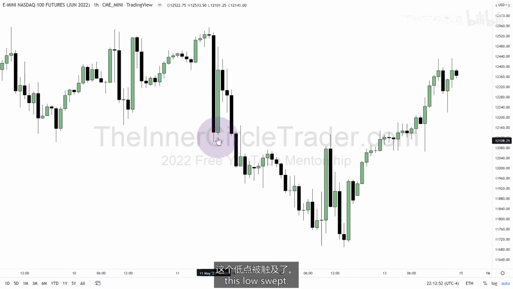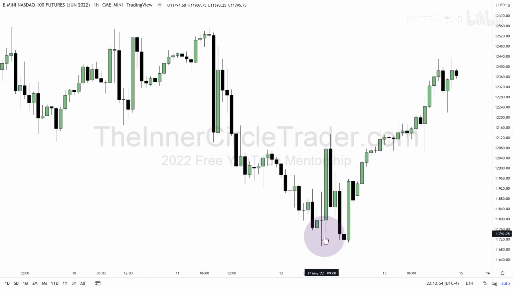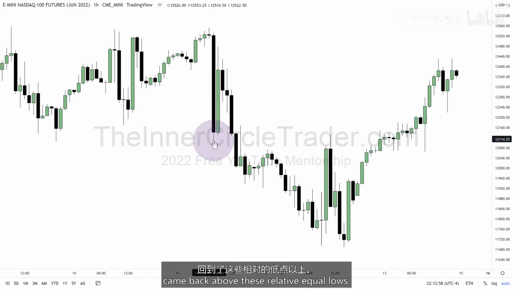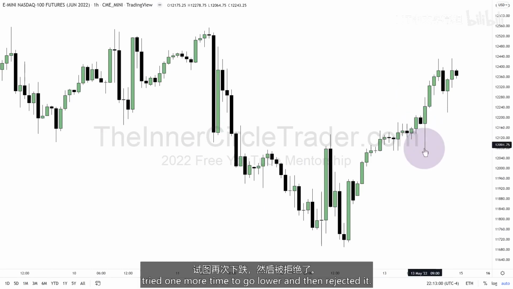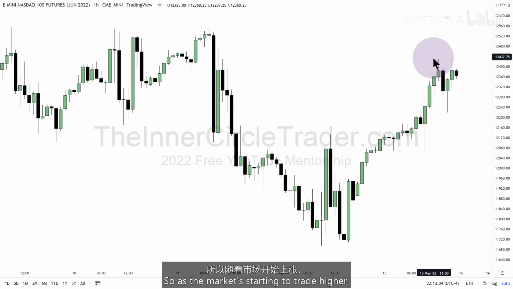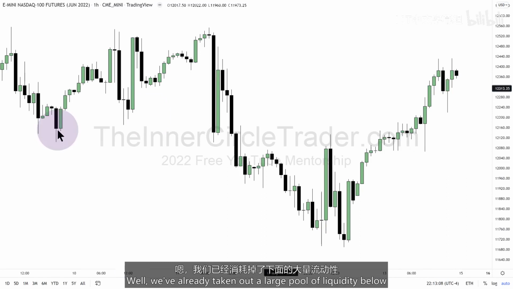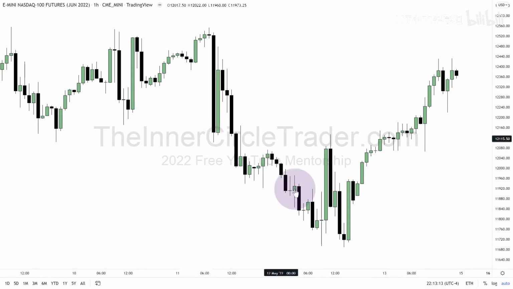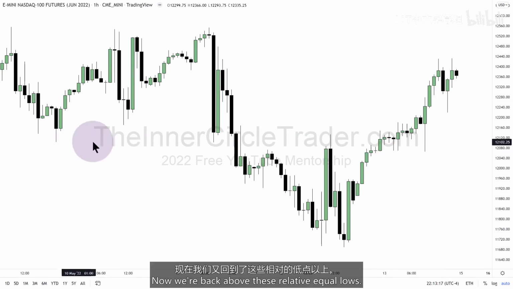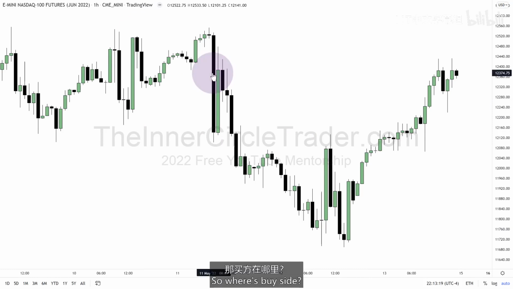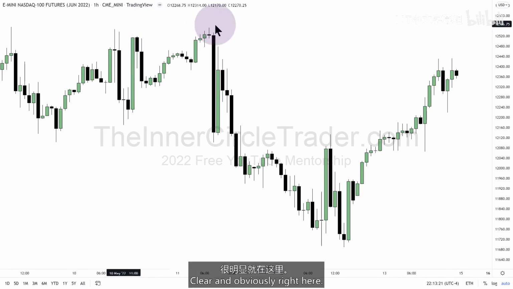this low swept. We came down below it, came back above these relative equal lows. And then we came back down, tried one more time to go lower, and then rejected it. Notice that? So as the market's starting to trade higher, where is it likely to go? Well, we've already taken out a large pool of liquidity below these relative equal lows. This is sell side. Okay. Now we're back above these relative equal lows. So where's buy side? Clear and obviously right here.